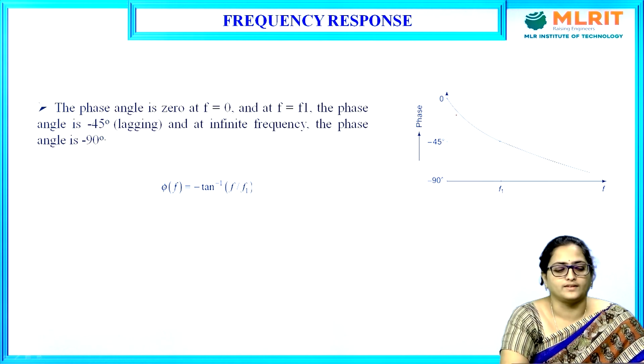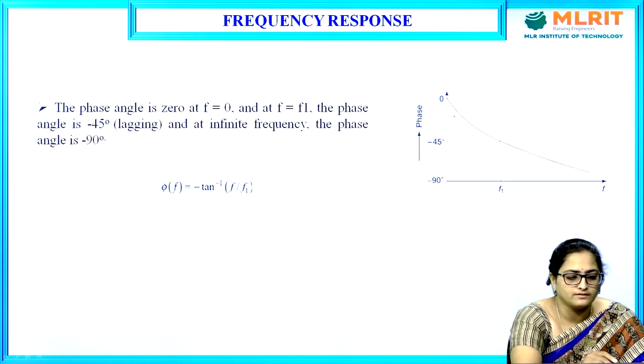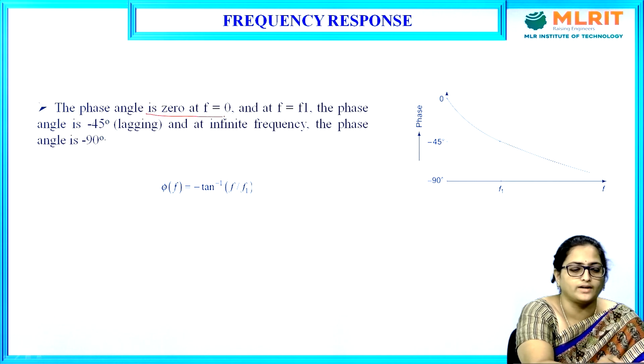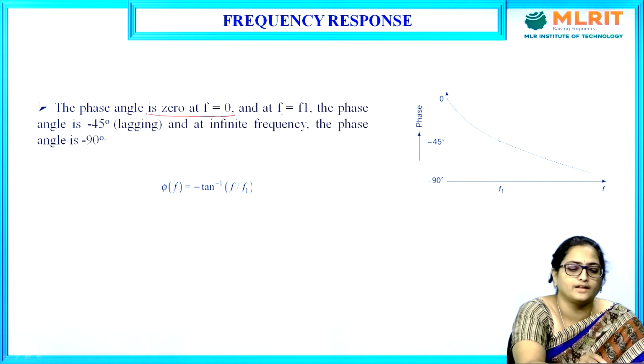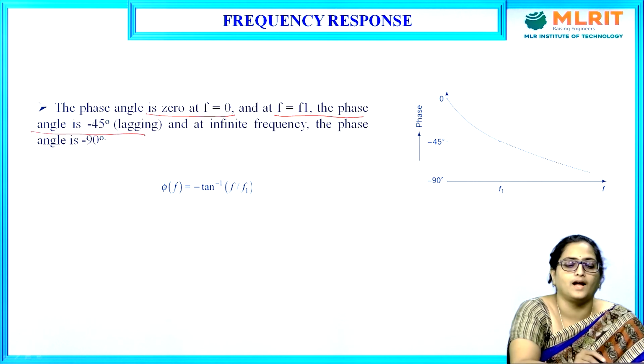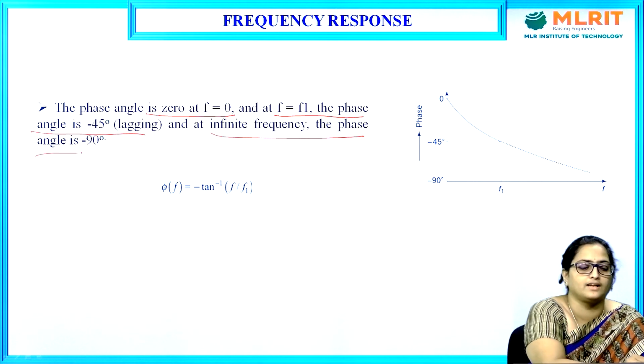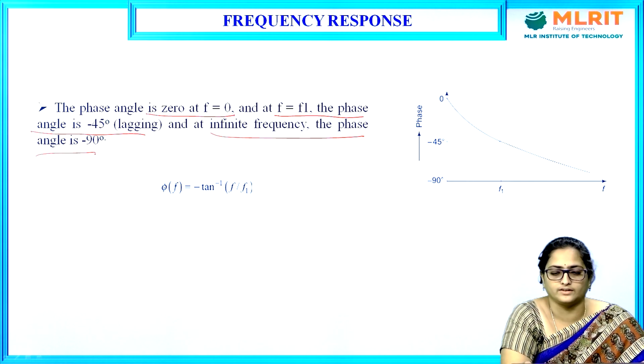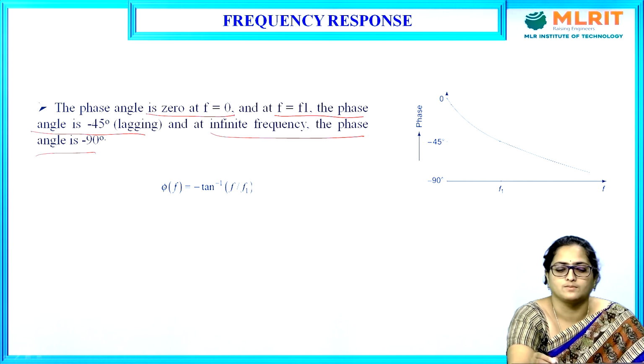And coming to the phase angle, at F equal to 0 the phase angle is 0, at F equal to F1 the phase angle is minus 45 degrees lagging, and at infinite frequency the phase angle is minus 90 degrees. The same thing has been plotted over here with respect to frequency and phase.